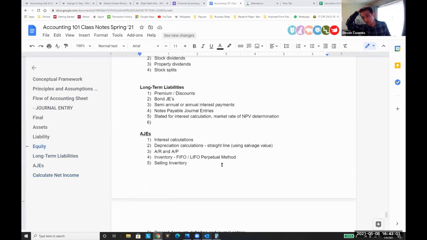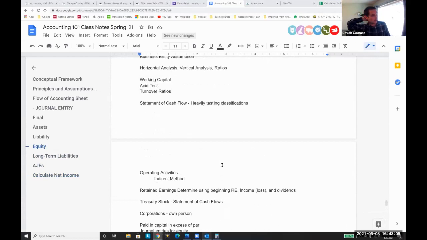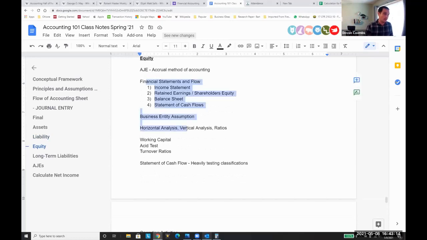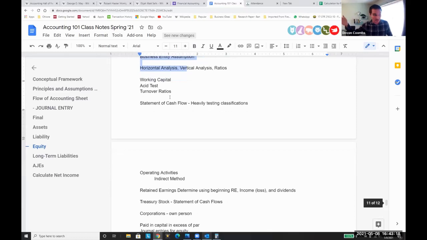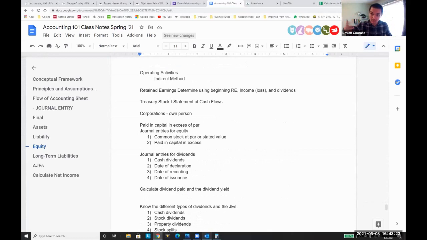That's it. That's the final. All right, so we can go up here. You can see it seems like a lot, but it's just the chapters we've covered and then fundamentals, right? Chapters we cover, we're going to go over adjusting journal entries. We're going over the financial statement flow, the business entity assumptions, the analyses we talked about, like ratio analyses. We're going to go over the statement of cash flows chapter. Make sure you can do it.